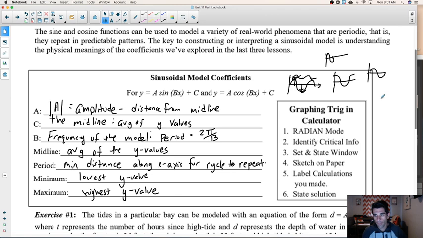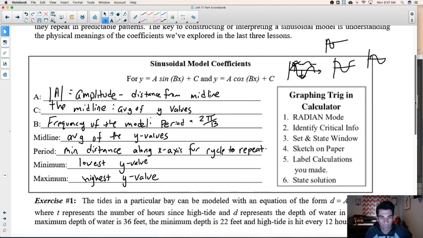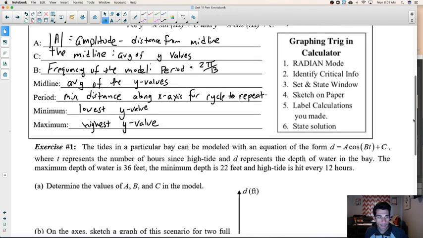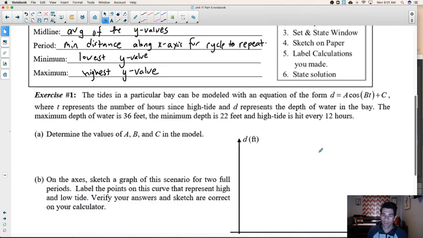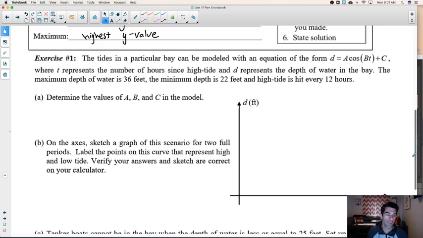All right, so now let's put all of this to use here. For the first question, the tides in a particular bay can be modeled with an equation of D equals A cosine BT plus C, where T represents the number of hours since high tide, and D represents the depth of water in the bay. The maximum depth of the water is 36 feet. The minimum depth is 22 feet, and high tide hits every 12 hours. So here they want us to figure out the A, the B, and the C, the amplitude, the frequency, and your shift, your C value, your midline.